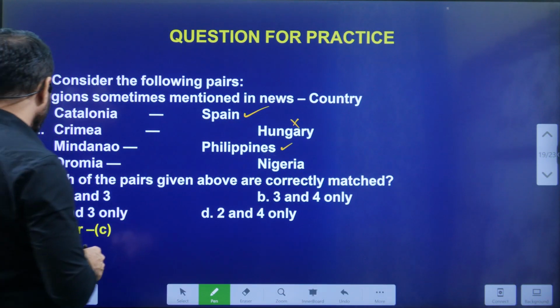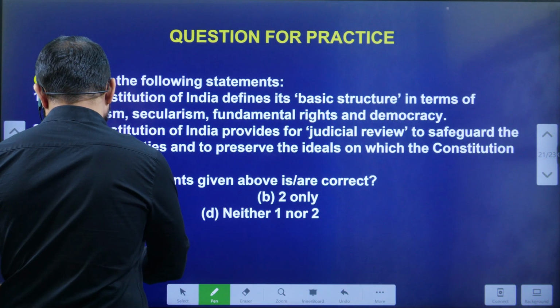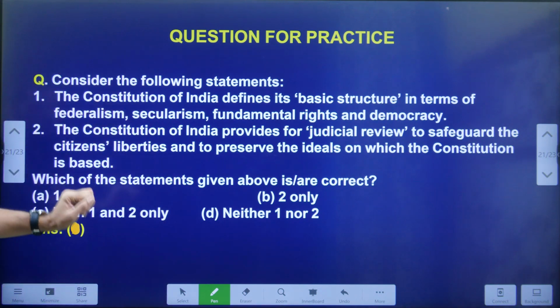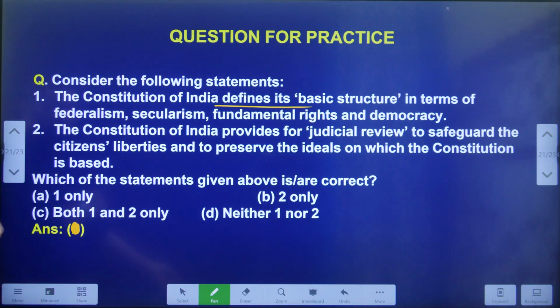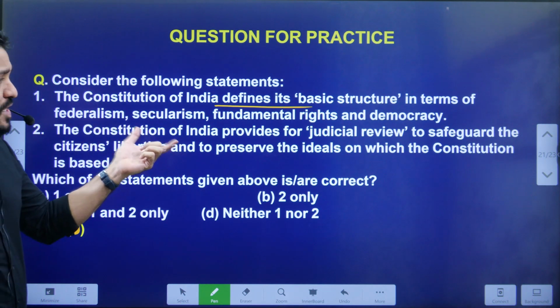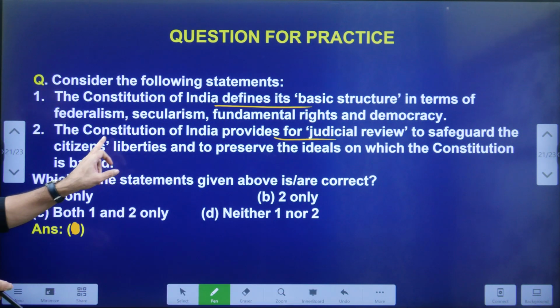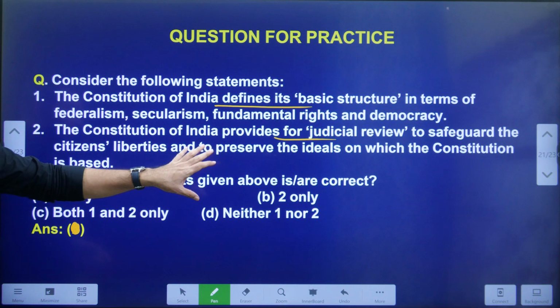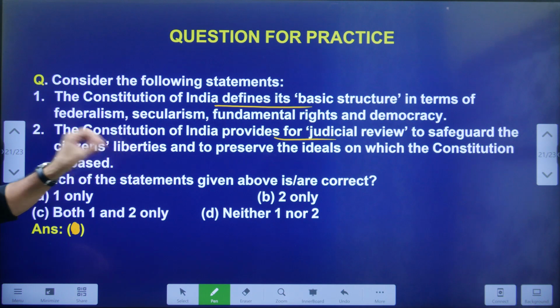Now we'll see today's question. Consider the following statements. First, the Constitution of India defines its basic structure in terms of federalism, secularism and all these things. Second, the Constitution of India provides for judicial review to safeguard citizens' liberties and preserve the ideals on which the Constitution is based. Which of the following statements is right? Read carefully and answer it.